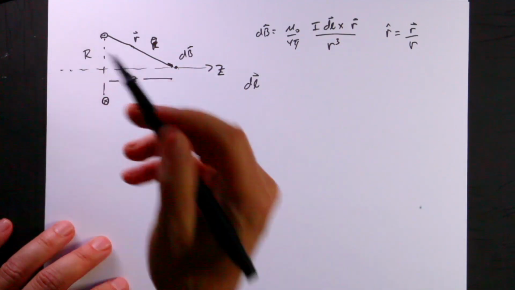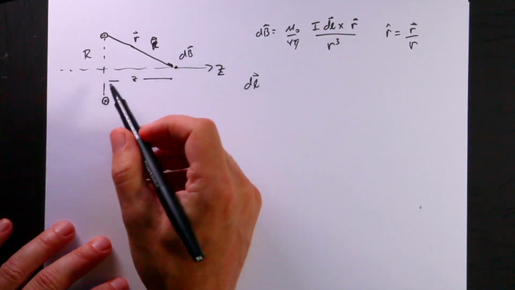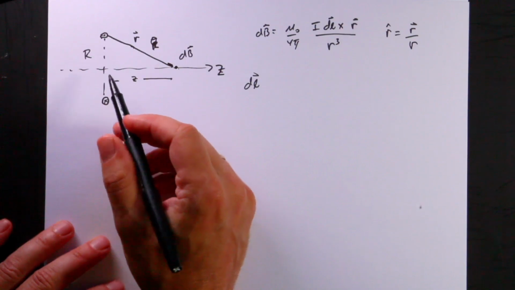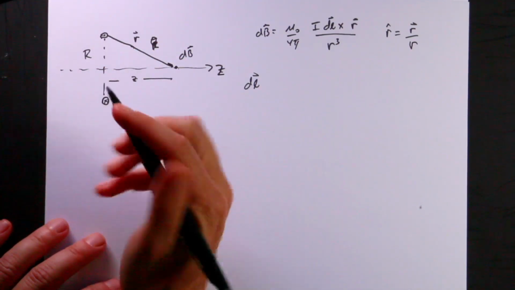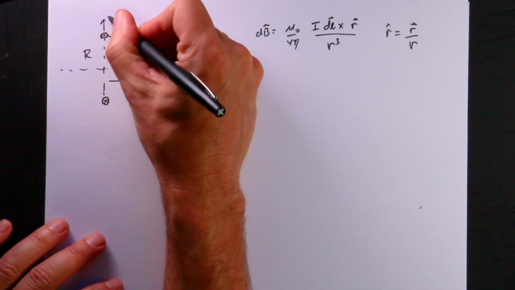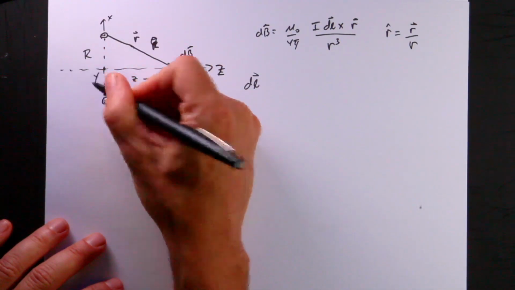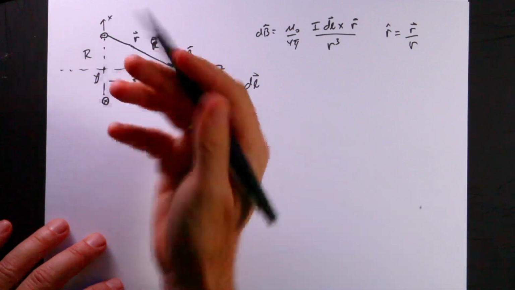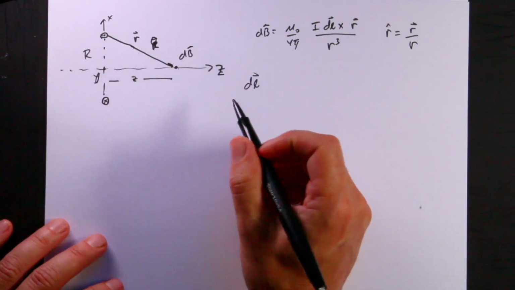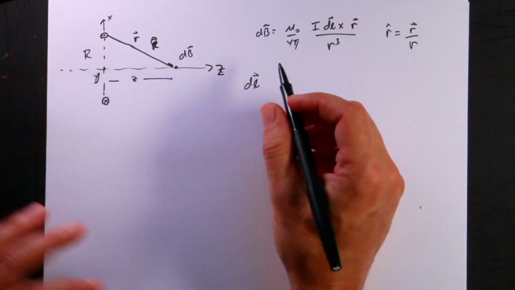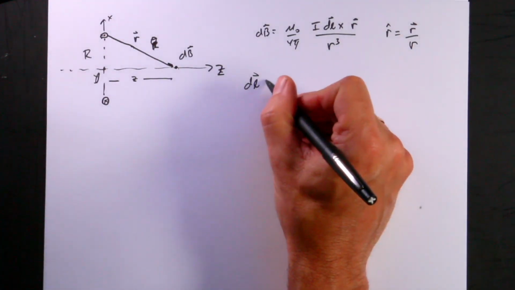dl, since this is coming out, this is the z direction. So let's see, if I call this the y direction and this the x direction. No, let's call this the x direction and this the y direction. So then x cross y, yeah, x cross y is in the z direction. Okay. So dl in this case is going to be in the positive y direction.